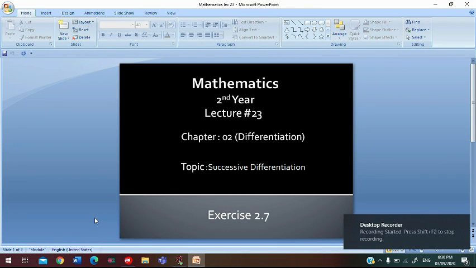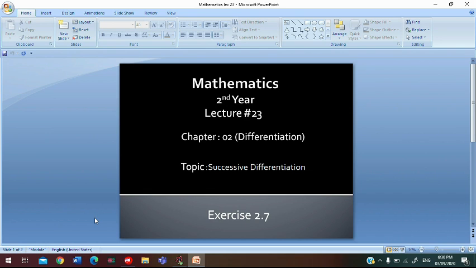Bismillahirrahmanirrahim. Today is our lecture number 23. The chapter is chapter 2 and the topic is successive differentiation. And today inshallah we will finish our exercise 2.7 which is related to our topic.